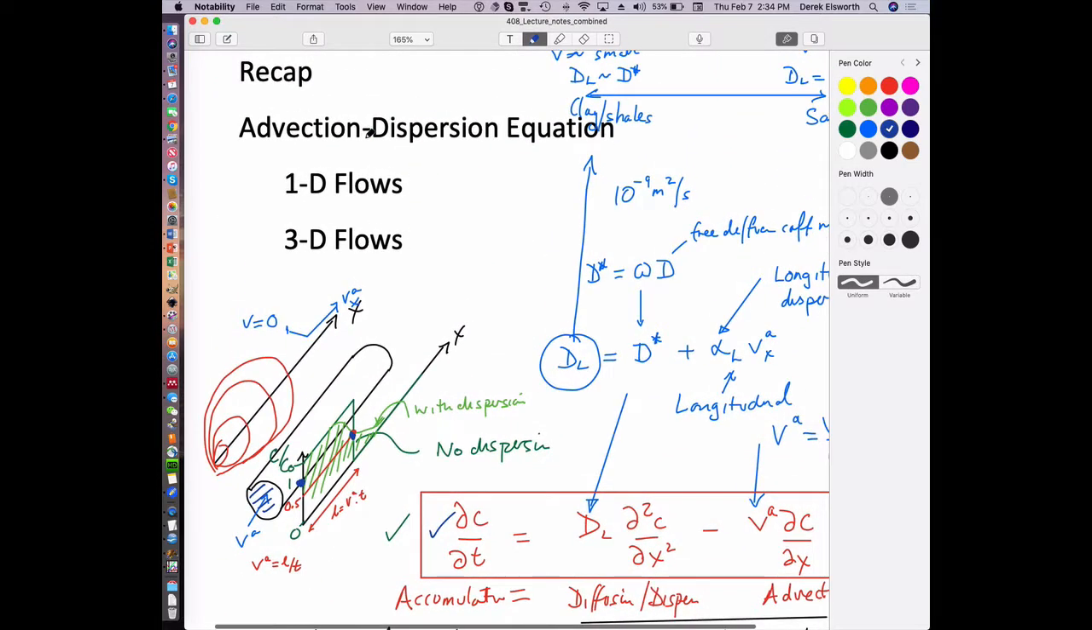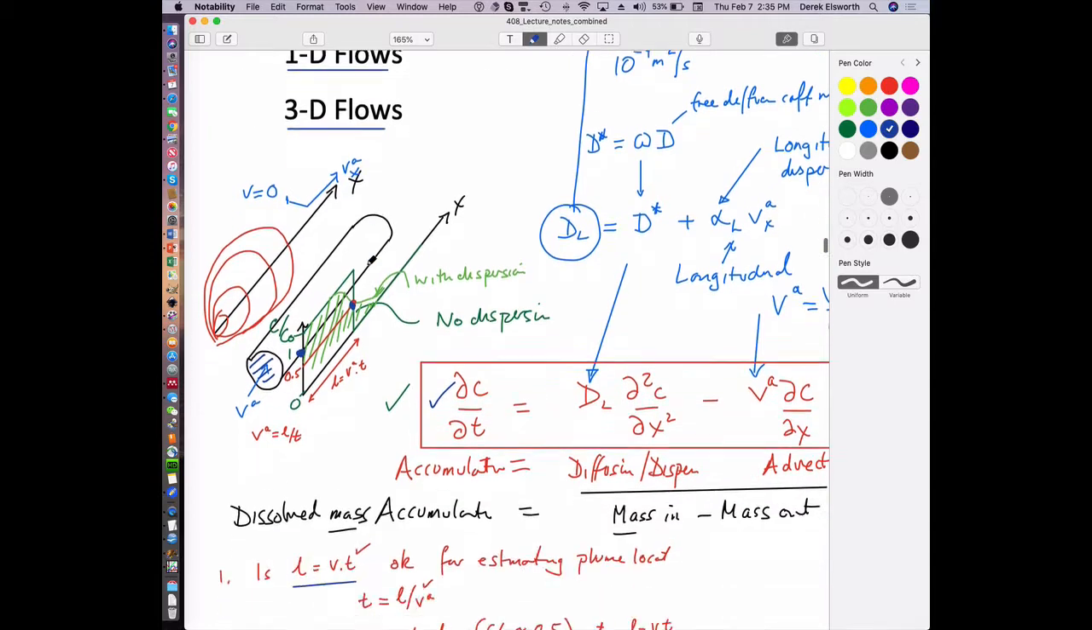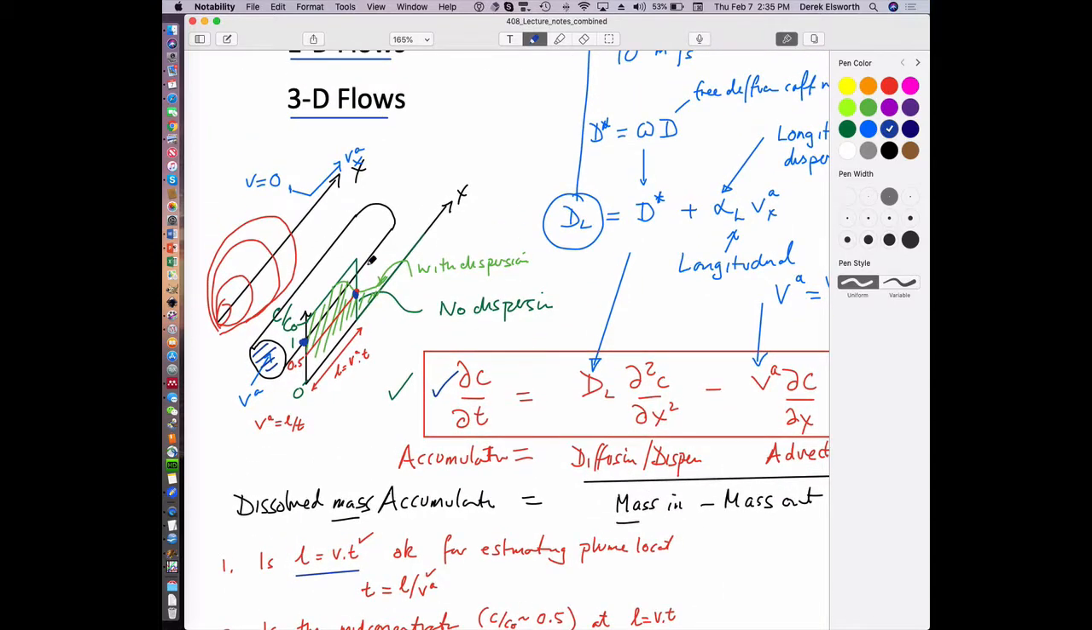All right, we said we do two things. One-dimensional flows, well, we've pretty much done that to death. Three-dimensional flows is when you're looking now in plan view, and we have this kind of geometry that might have a plume that's developing. How do we represent that?